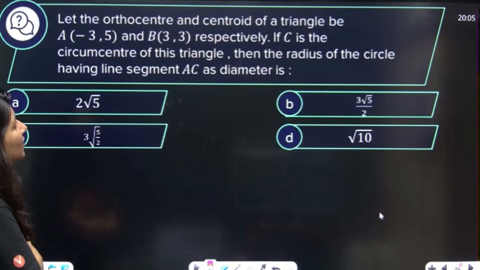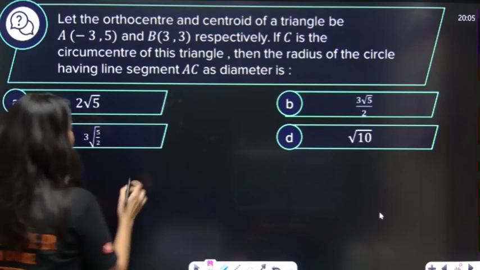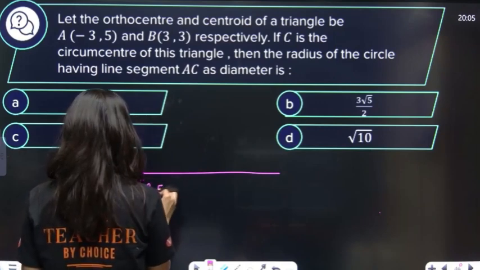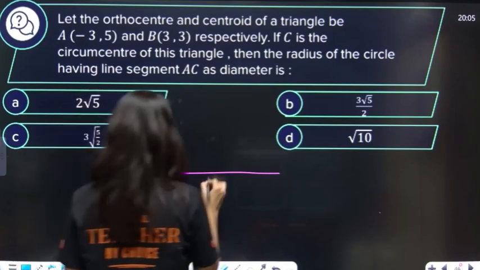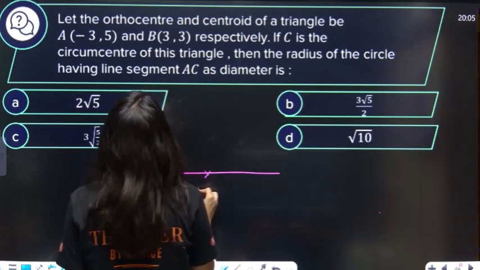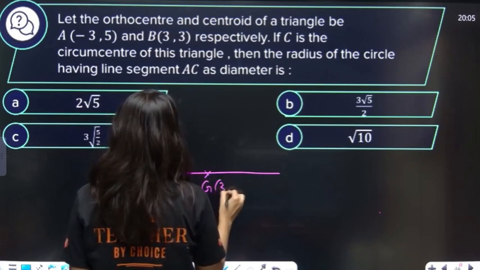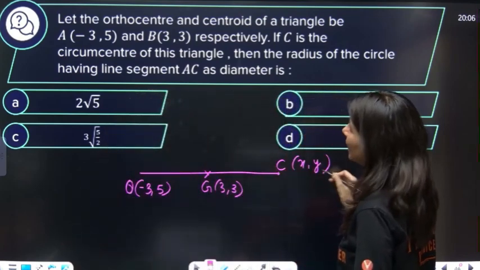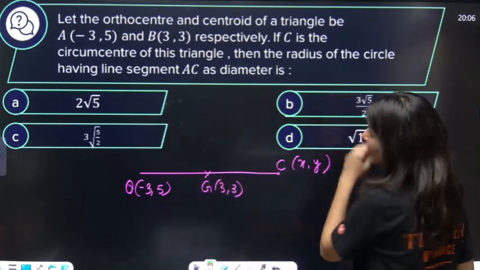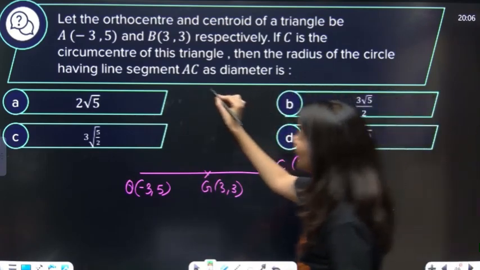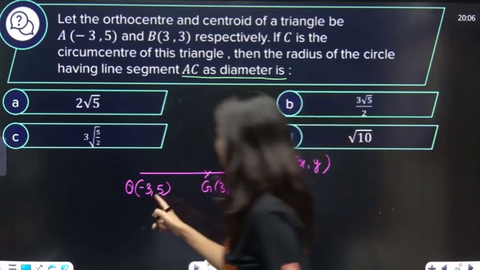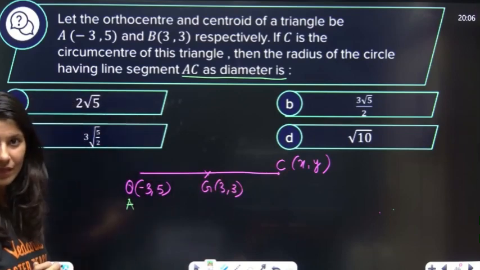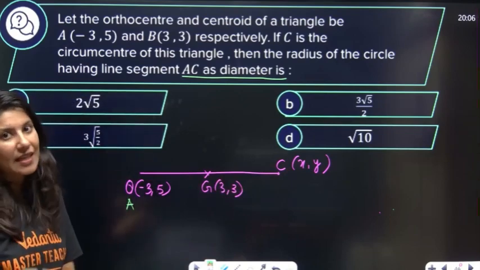Let the orthocenter and centroid of a triangle be given. Orthocenter O is given, which is (-3, 5). Centroid G is given, which is (3, 3). C is the circumcenter, which is not given to you, (x, y). Then what they are saying is the radius of a circle having AC as diameter. So you are looking for AC, where this is your A. AC being the diameter, AC by 2 will be the radius.